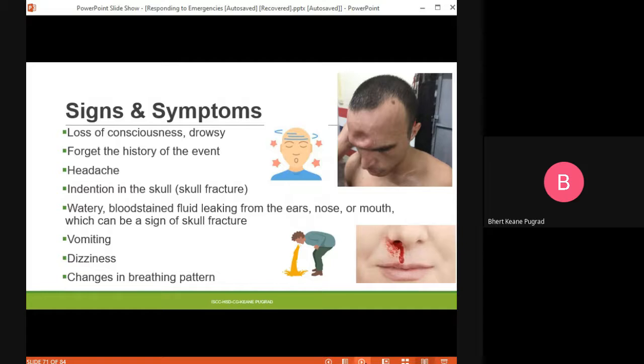So indention of the skull would indicate na merong skull fracture. Like for example, on this picture, this is an example of indention of the skull. Indention, pumaloob yung isang portion ng skull, merong skull fracture na yan. Okay? Possible concussion na yan. Ano pa? Watery, blood-stained fluid leaking on the patient's ears, nose, or mouth, which is indicative sign of skull fracture, vomiting, dizziness, and changes in breathing pattern.